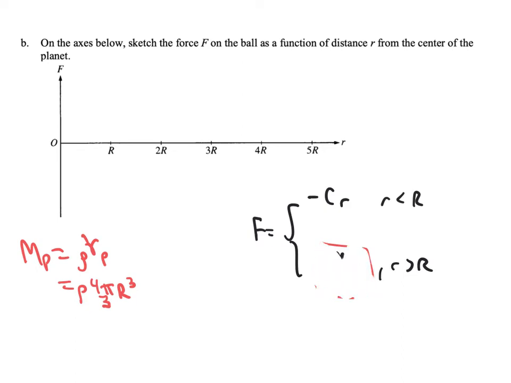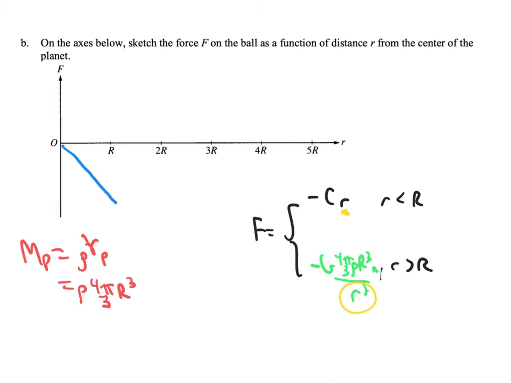And so now we can say that it's going to be minus G times 4 pi thirds rho R cubed m over r squared. The key thing here is that it's an over r squared bit, whereas inside it is linear. So we would expect that the force becomes increasingly negative inside, and then falls off outside, and this is going to be a little tricky to sketch.